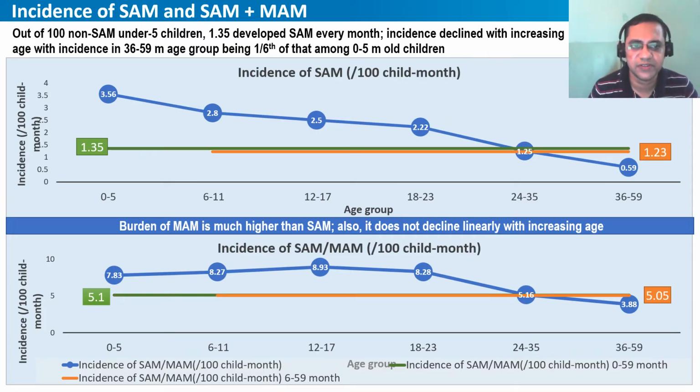Now coming to the results, as you can see in the top half of the slide, incidence of SAM is actually the highest among under 6 month children, and as the age progressed, the incidence gradually came down. However, for MAM, it was slightly different as the incidence of MAM increased up to 18 months or even 24 months of age and then declined.